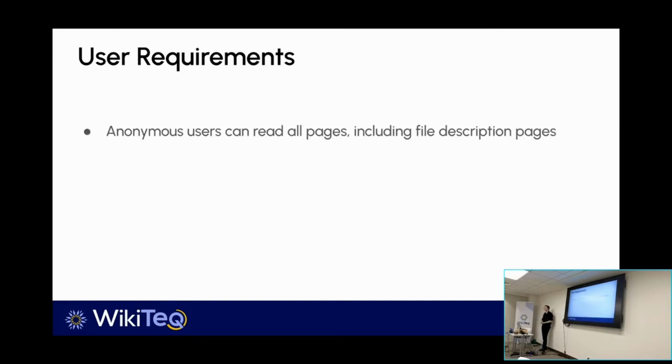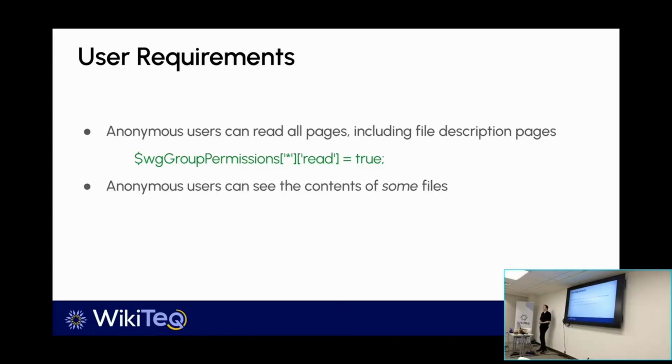They want anonymous users to be able to read all the pages on their wiki, including the file description pages. In other words, the group permissions should look something like that, where star, asterisk, everyone has read rights. Rights with an R. Additionally, they should be able to see the content of some files, the content being what is in the PNG, SVG, PDF, separate from the description, the actual image or file content. And logged in users should be able to see the content of all files. So this was our user spec.